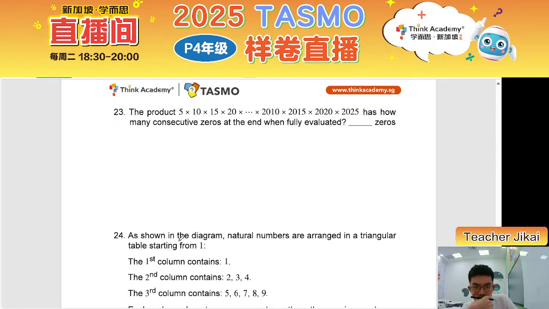Yeah, for this one. Product of 5, 10, 15, 20, and so on, up to 2025. Yeah, of course it is a question given from the 2025 contest. And how many consecutive zeros are there at the end? So here, for the numbers at the end, what will form a zero at the end here?